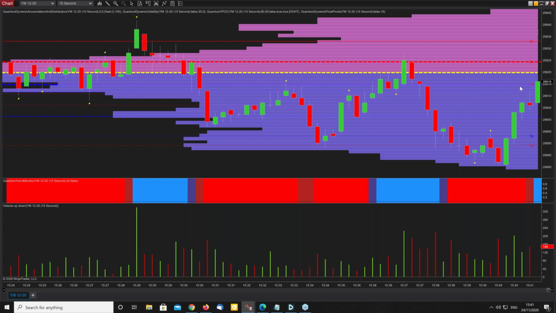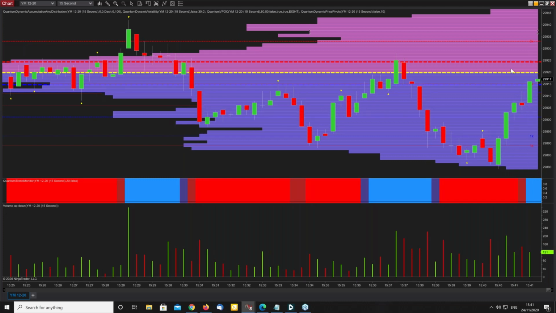That's going to come back up to the VPOC and just sit there and probably test it for a while. Maybe hit this level again.